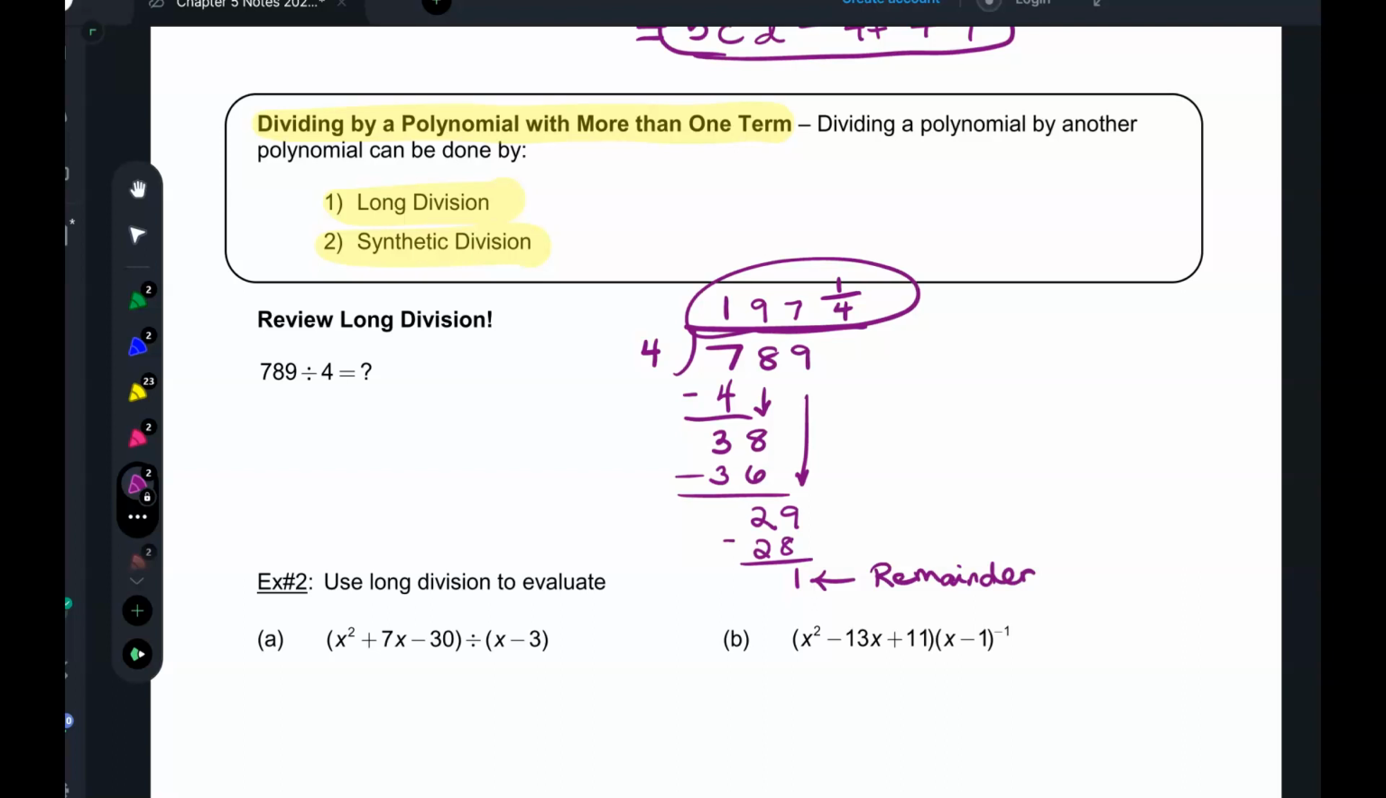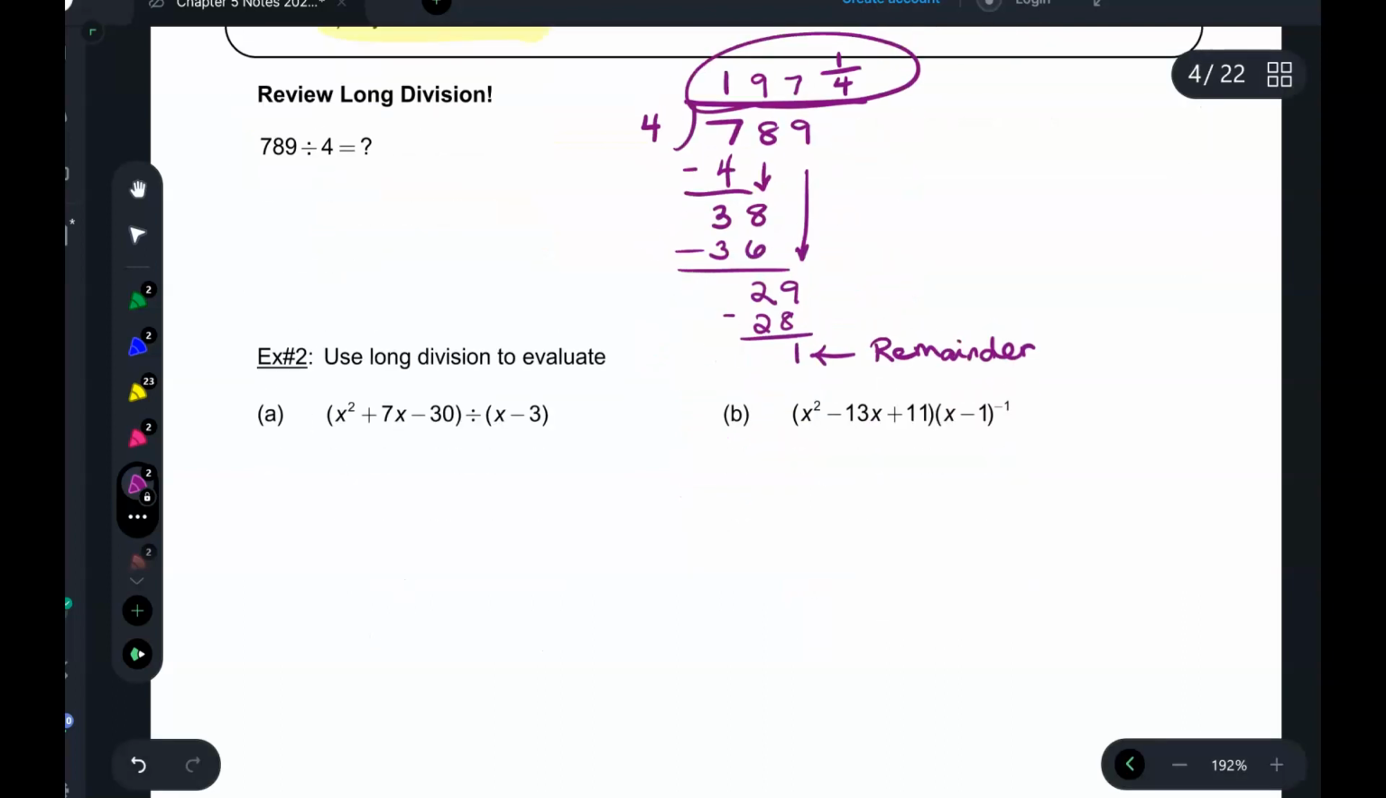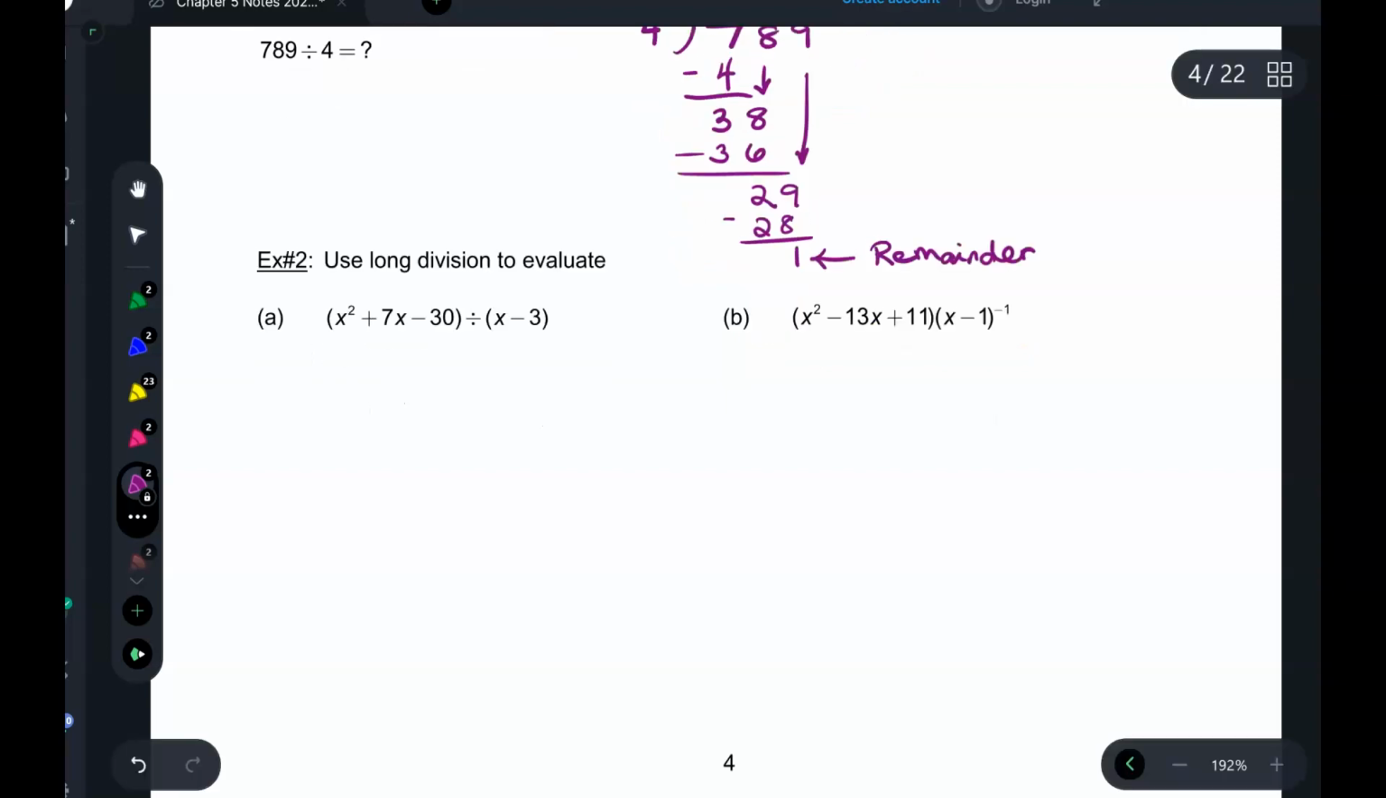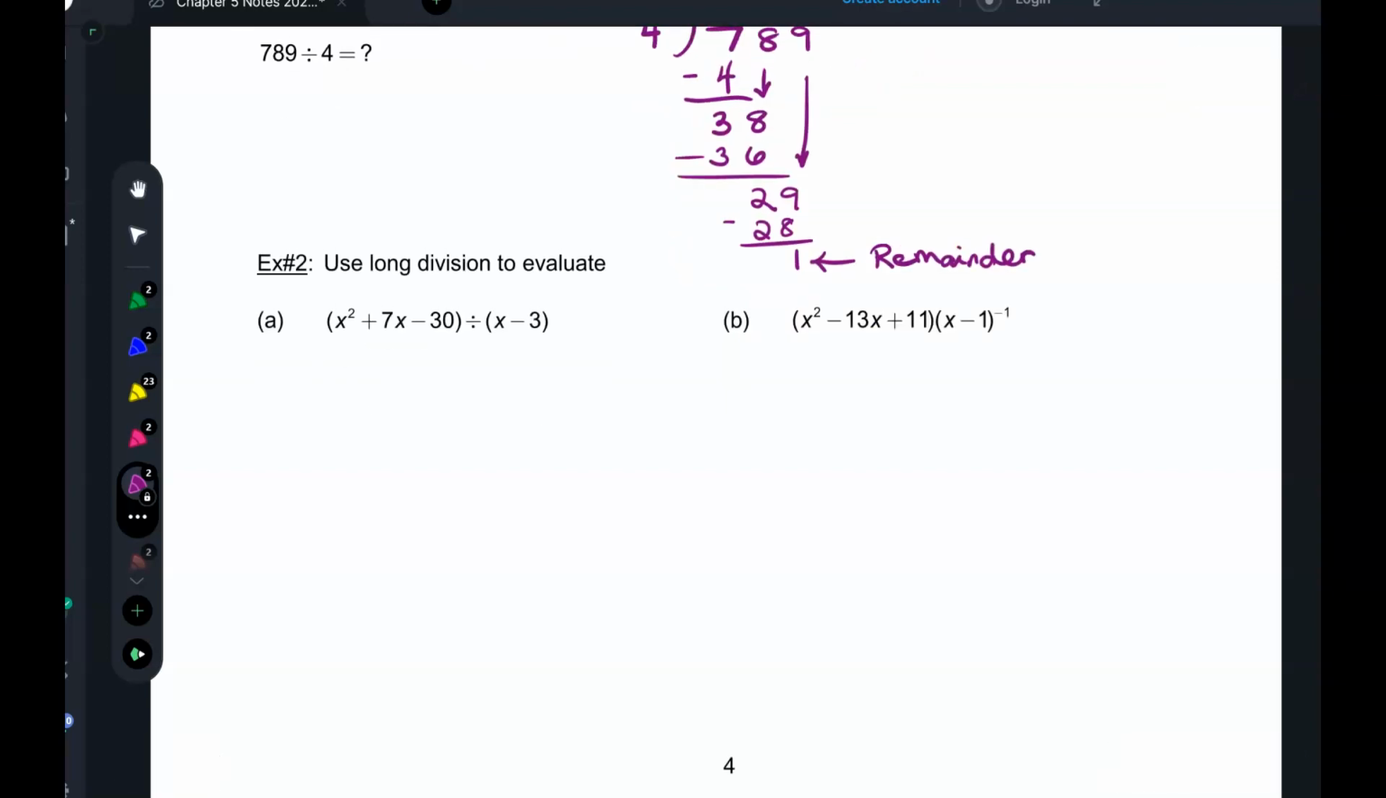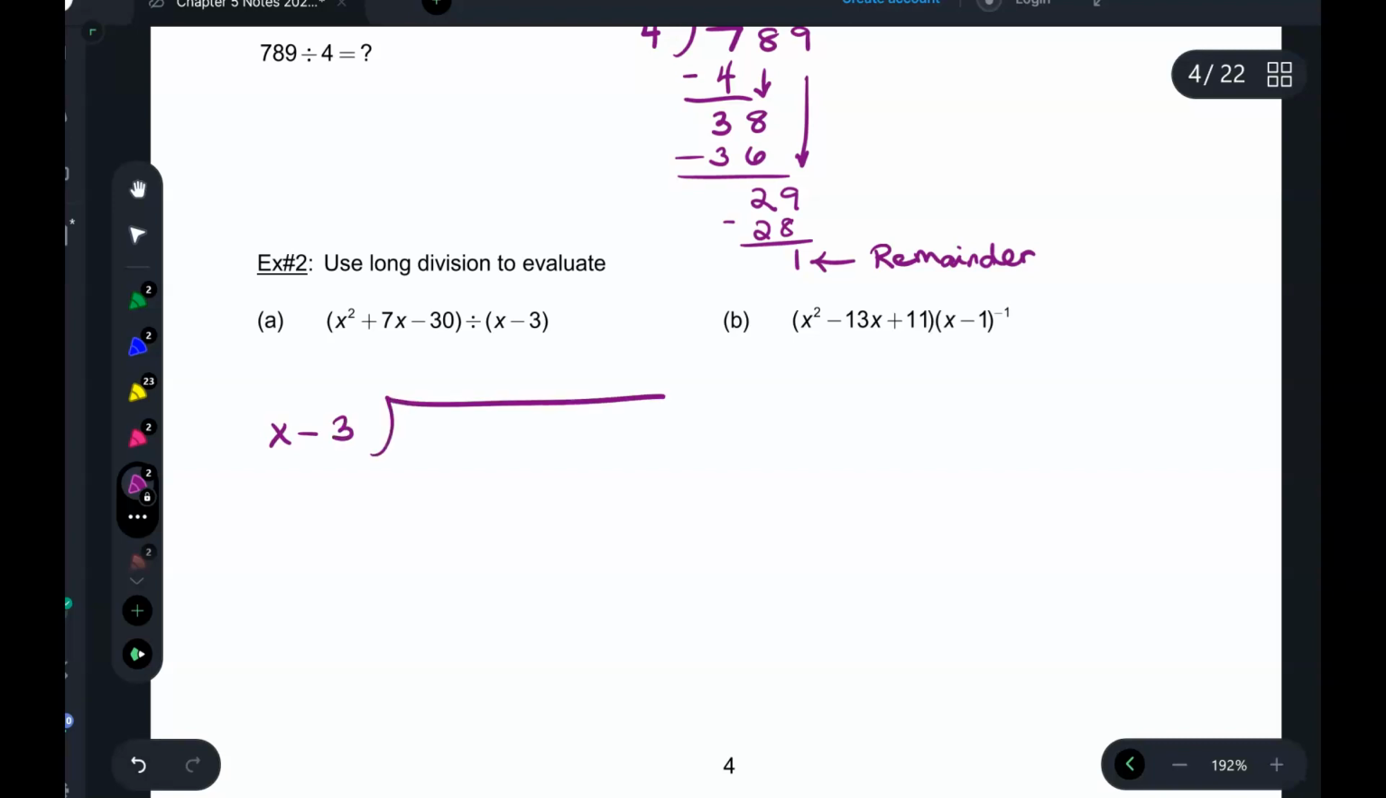The reason I wanted you to write it as a fraction is that's how we're going to divide using polynomials. So see how many times it goes in, multiply, and then subtract. 1/4 is the same as the 0.25. What if the decimal is different? No, it should be the same. So the answer is 197 and 1/4.